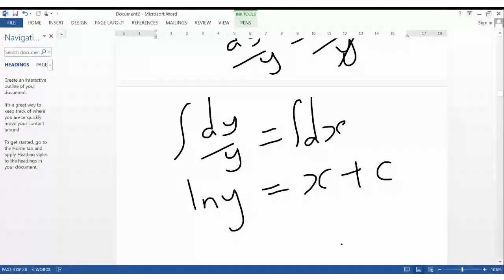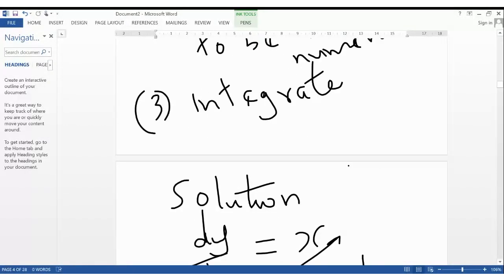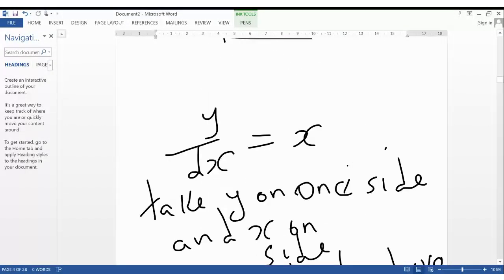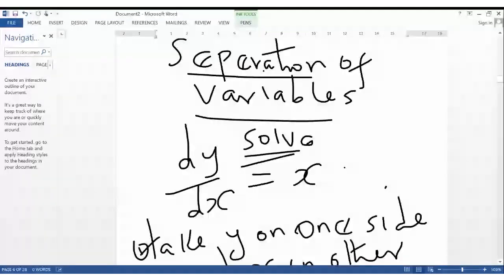So again, I'll have to start with separation of variables. That is where we are, separation of variables. So we have dy over dx is equal to x, and we want to solve it. Can you see the board now? Okay, so clear now.